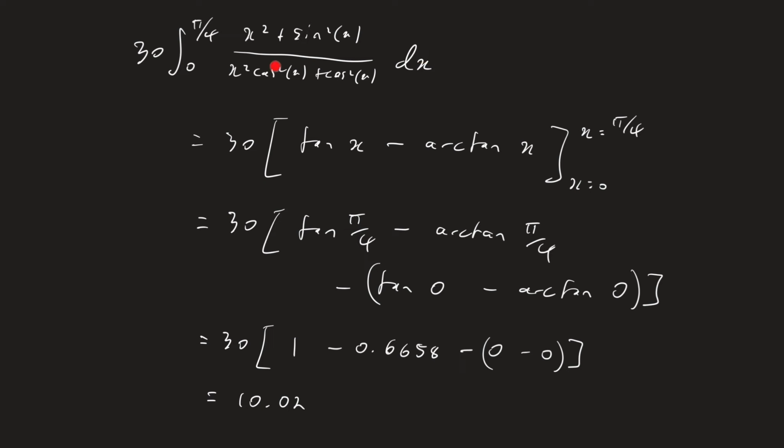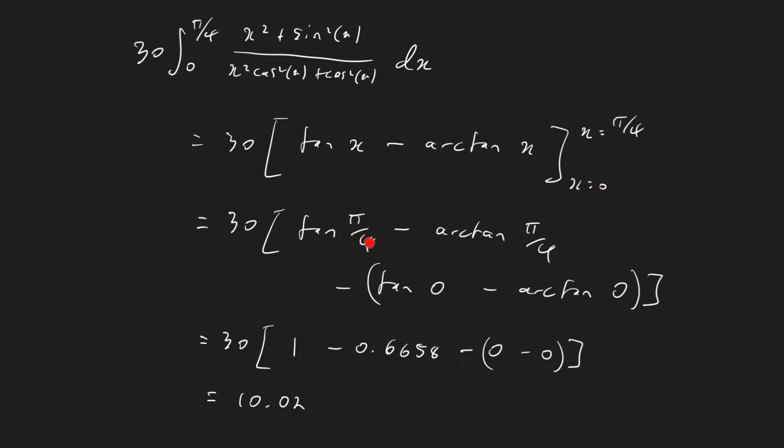By applying partial fractions, we know this splits up into two terms. The integral of the first term was tan of x. The integral of the second term was arctan of x. There was a minus sign between the two terms. So we get that this is the definite integral when evaluated between x equals 0 and x equals pi on 4. Therefore, we get 30 times, evaluate this at pi on 4, and subtract away whatever we get when we evaluate this at x equals 0.